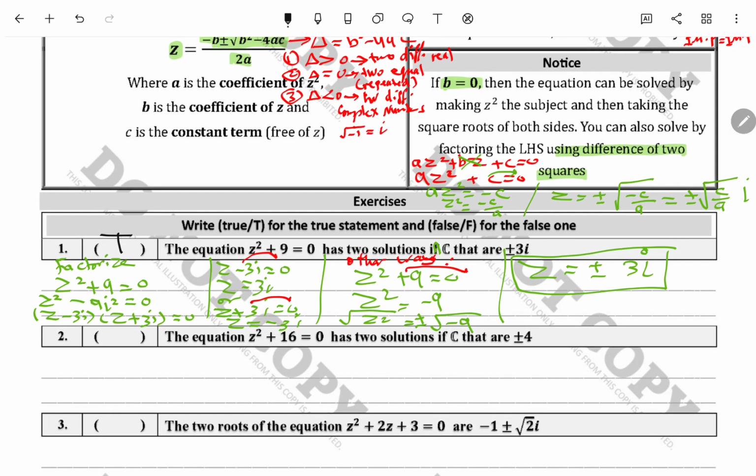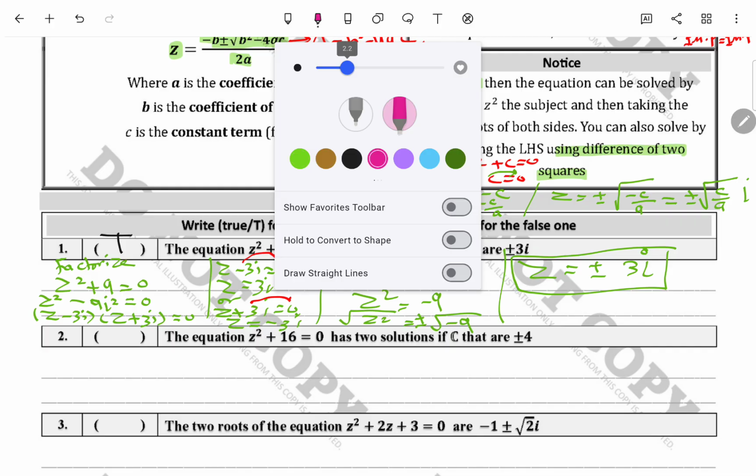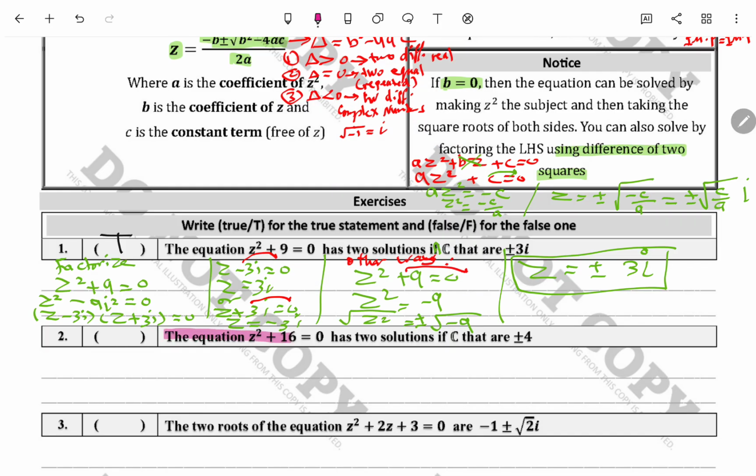Let's go to number 2. We can see that the equation z squared plus 16 equal to 0 has two solutions in C that are plus and minus 4.